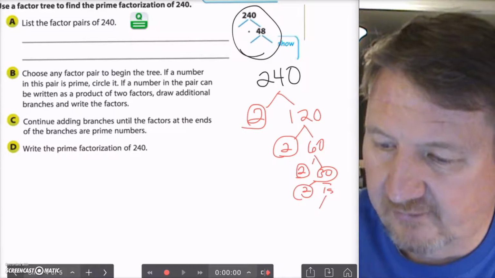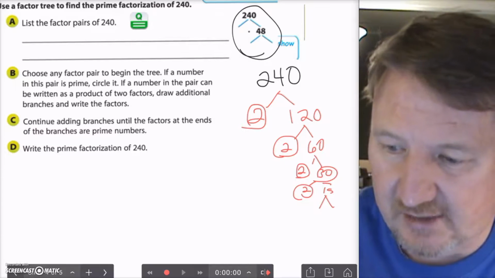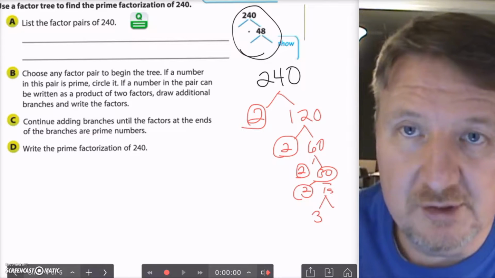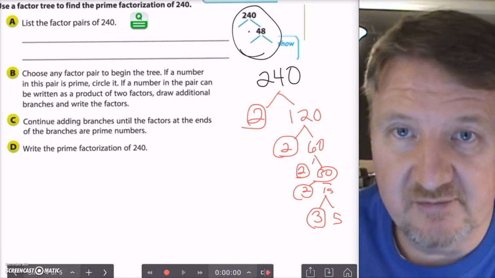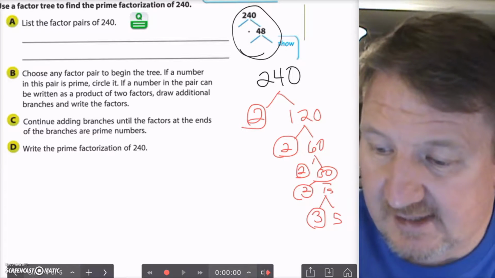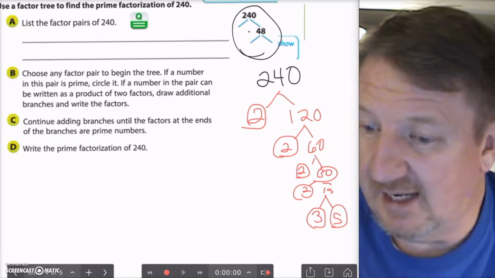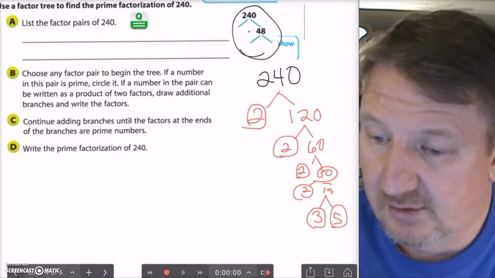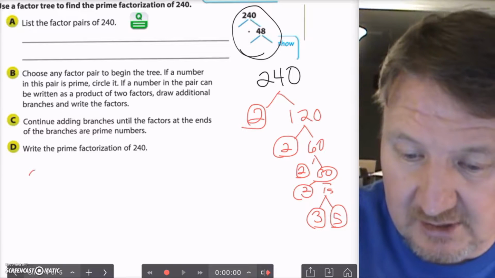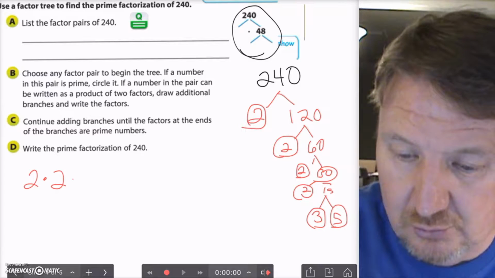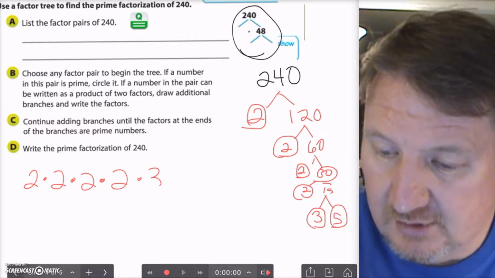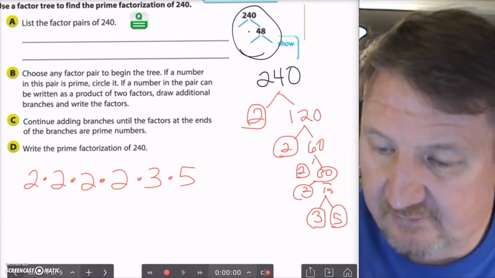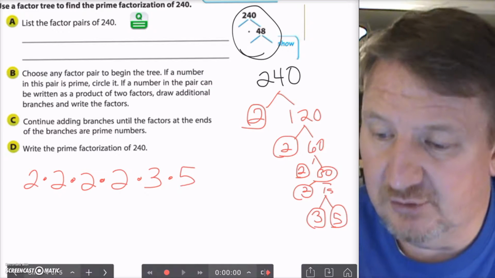2 is prime. 15 is not. It has factors, so 2 won't go into it because it's odd, but 3 will, and 3 is prime, and then 3 times 5. Okay, and that's it. 5 is prime. So once I have all primes, I'm done. So then I just count up my numbers, and I say 2 times 2 times 2 times 2 times 3 times 5. Okay, this is my prime factorization of 240.